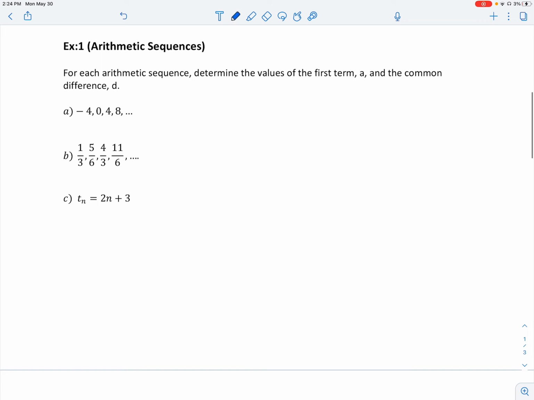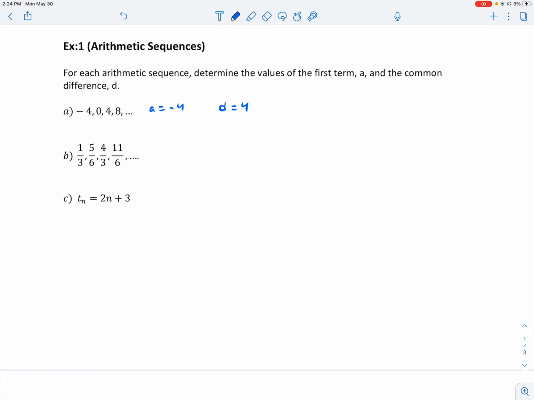Here's our first example. It says, for each arithmetic sequence, determine the values of the first term, a, and the common difference, d. For this one, the first term is -4. And then the common difference, d. How much is being added to get the next term each time? We can tell it's going up by 4. So we can write 4.